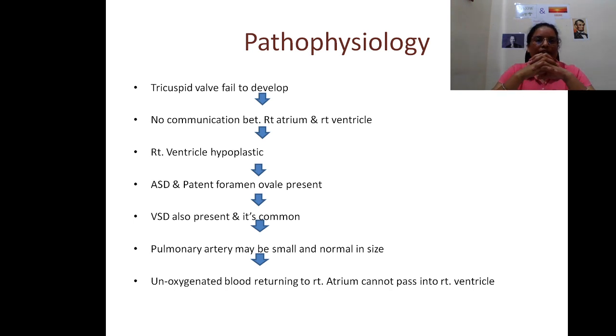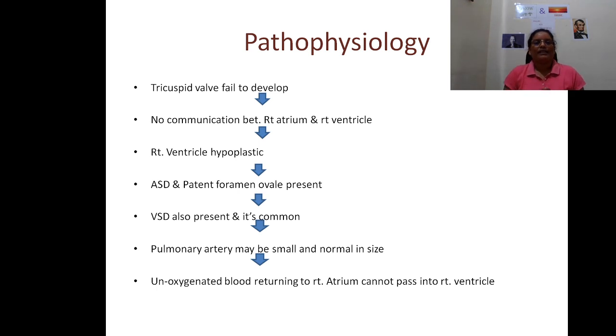What happened here? The tricuspid valve failed to develop at the time of embryological development, and there is no communication between the right atrium and right ventricle, and the right ventricle becomes small, also known as hypoplastic. How? Because there is no communication of the blood. If the right ventricle is small, then the right ventricle has no blood, and it is not given to the pulmonary artery.